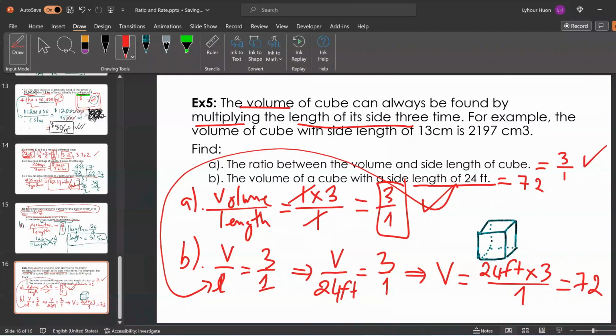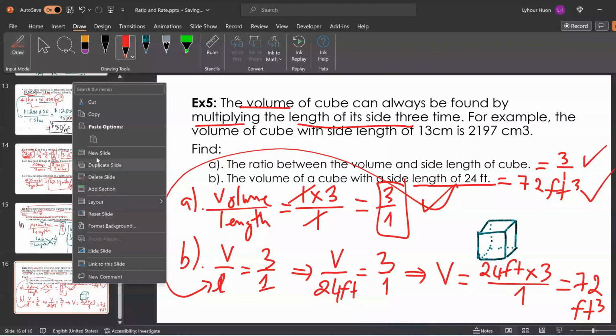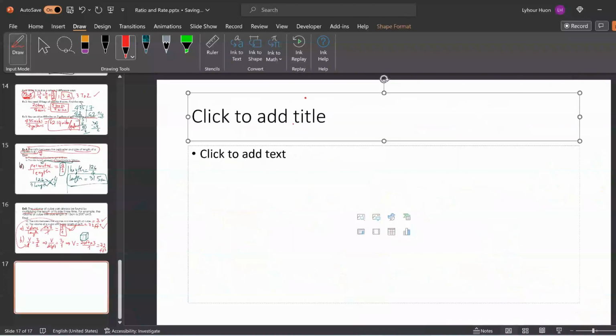72 feet. Correct. Don't forget the feet. But the unit of volume is feet squared? No, feet to the power of 3, feet cubed. That is correct. Wow. Okay, let's give another exercise.